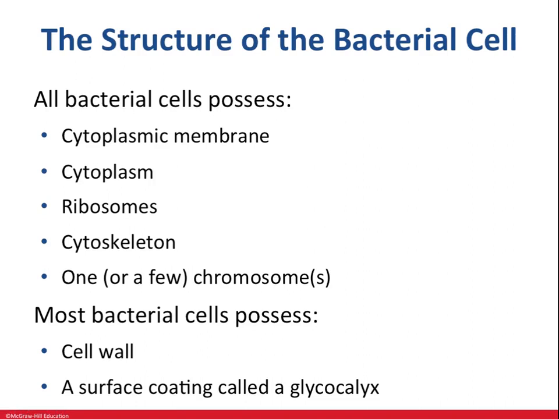All the bacteria have a cytoplasmic membrane, okay, and cytoplasm. Cytoplasm is a gel-like liquid inside of the cell. Okay, and all the chemical reactions happen in the cytoplasm. Bacteria also have ribosomes. Ribosomes are the organelles for the bacteria to produce proteins.